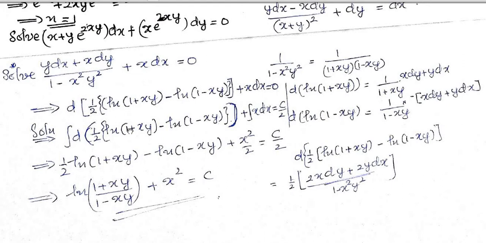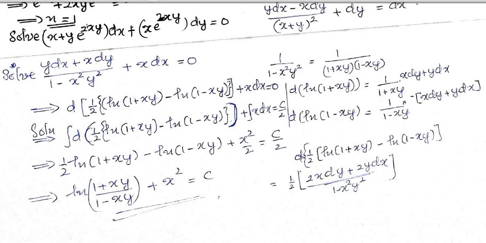So before doing the problem, see what I did here. 1 by (1 minus x² y²) can be written as 1 by (1 plus xy) into (1 minus xy). Now what is the total derivative of ln of (1 plus xy)? It is 1 by (1 plus xy) into (x dy plus y dx). Then d of ln of (1 minus xy) is 1 by (1 minus xy) into minus (x dy plus y dx).